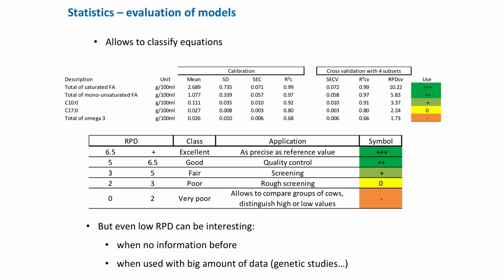And in this example, for the total saturated fatty acid, we are able to separate the different milks into 10 different groups. It means that it's a very precise model. It's as precise as the reference values in this case. When you have an RPD between 5 and 6.5, it's a good model, good for quality control, and so on. You decrease all the time the precision and the ability of application of these models.